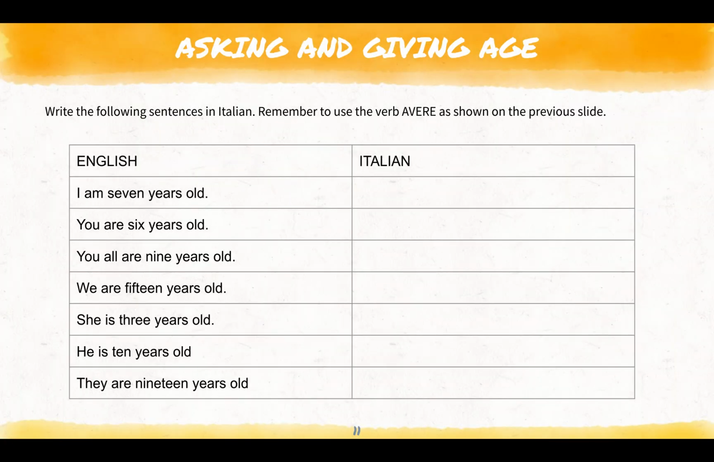And in this slide, I want you to write in Italian, I am 7 years old, remembering to use the verb avere. Complete those sentences. If you've finished all of that, if you need some extension work, you can go back to the Quizlet and practice conjugating your verbs, or you can write some sentences of your own talking about the things that you have and the things that other people have, adding them to the final slide in the slideshow.